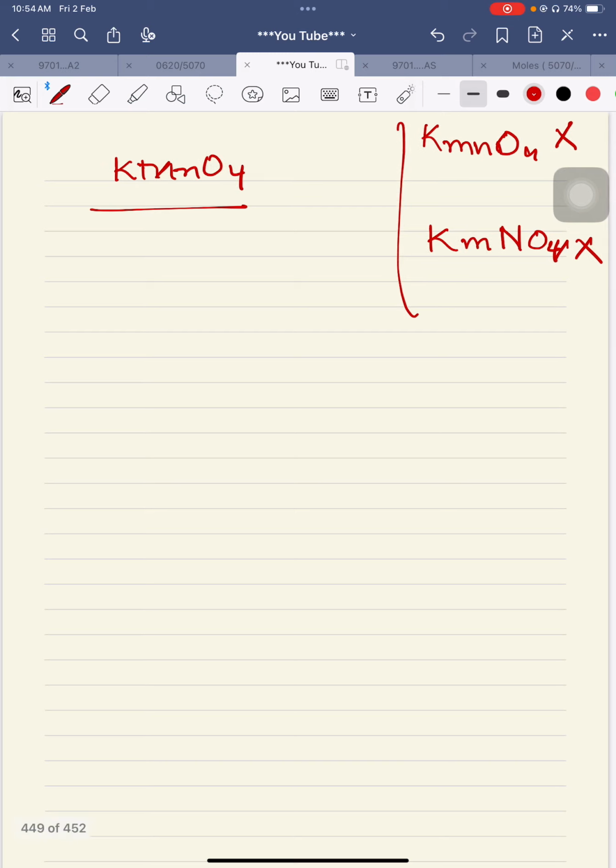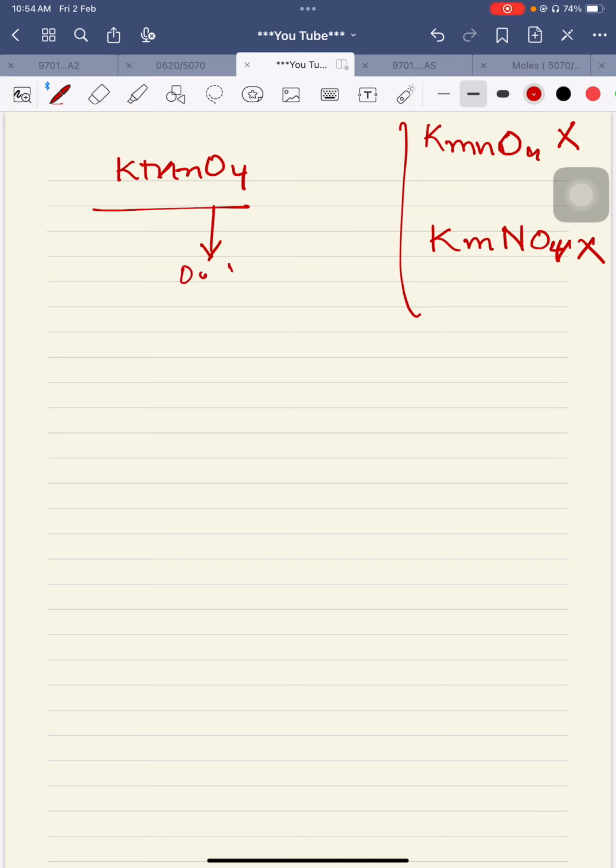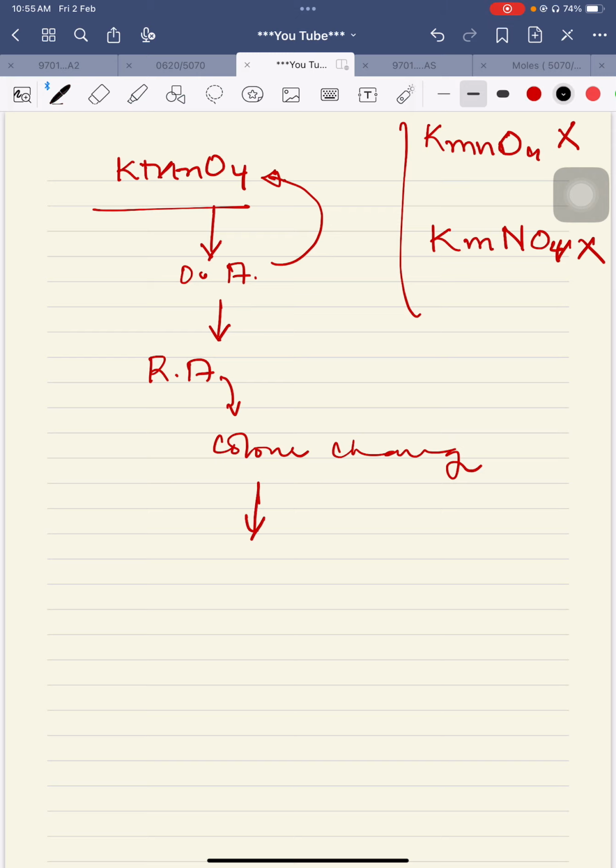Okay. So what I'm saying about KMnO4, it is an oxidizing agent, and when it is added to a reducing agent, there is a color change. Okay, color change is happening. And what is the color change? The color change is from purple to colorless. Okay, now there is a point, and what is that? That you have to mention the color change.